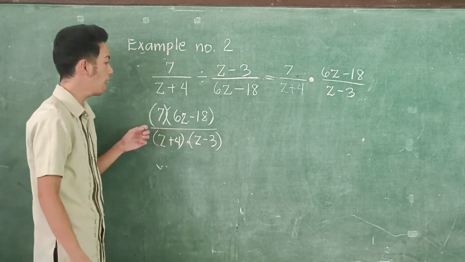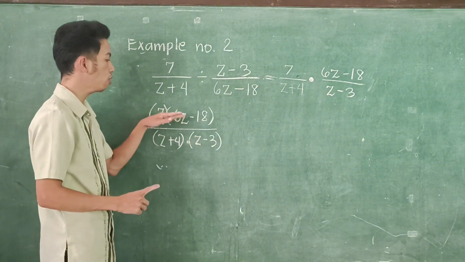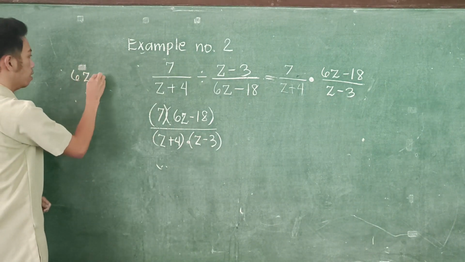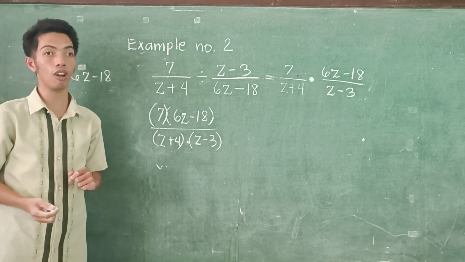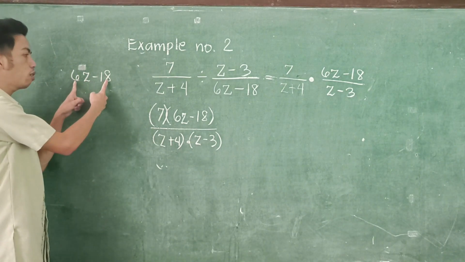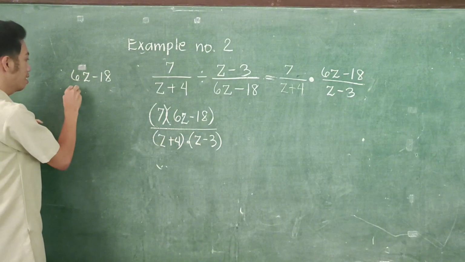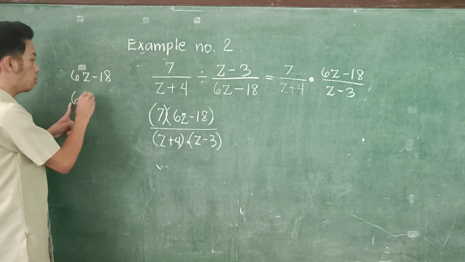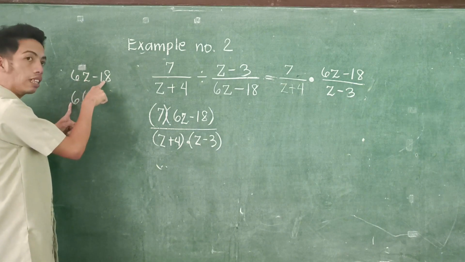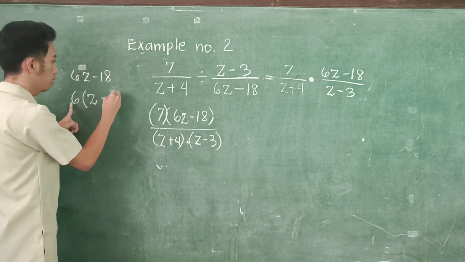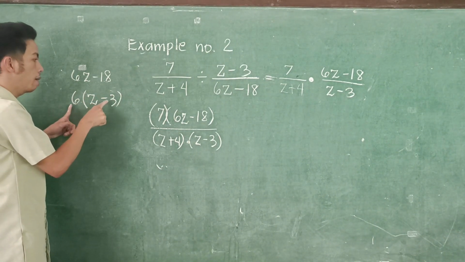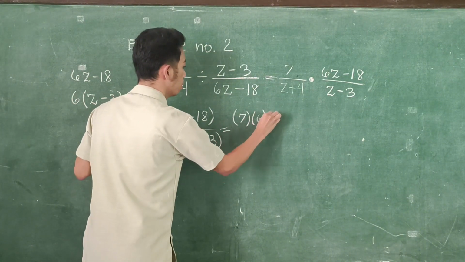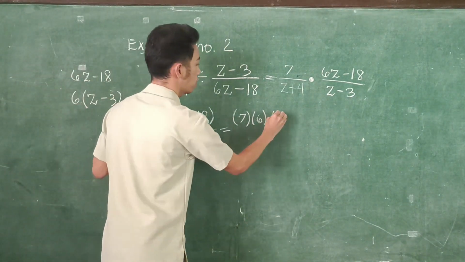So the next step is to factor the expression in the numerator and in the denominator. So yung 6z minus 18 ay pwede natin gamitan ng greatest common monomial factor. So the greatest common monomial factor of 6 and 18 is 6. So we will factor it out. Then divide. 6z divided by 6, we have z. And then negative 18 divided by 6 is negative 3. So we have here 6 times z minus 3. So this will be 7 multiplied by 6 multiplied by z minus 3.